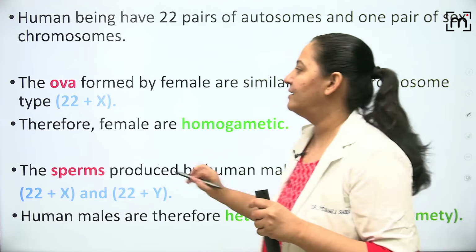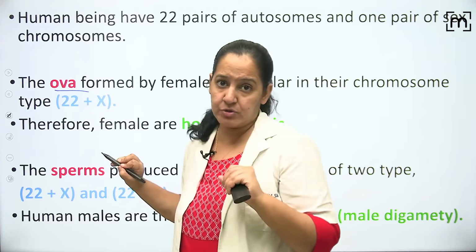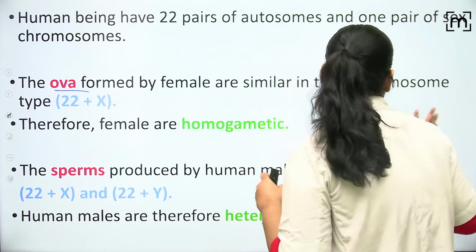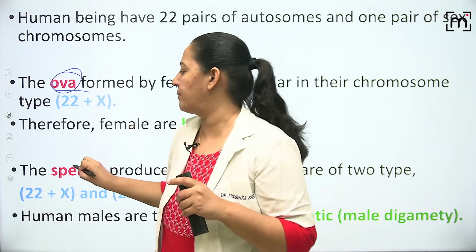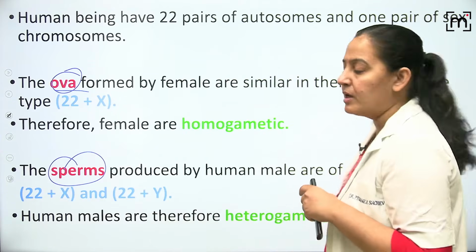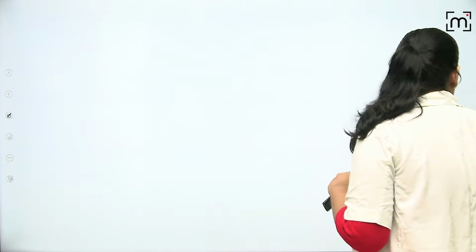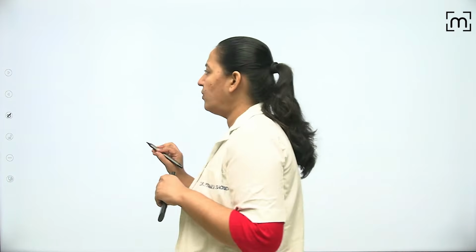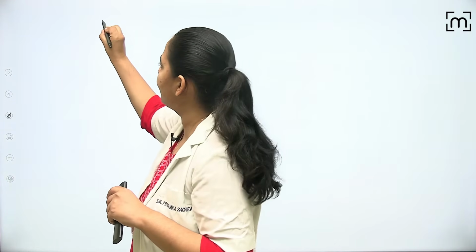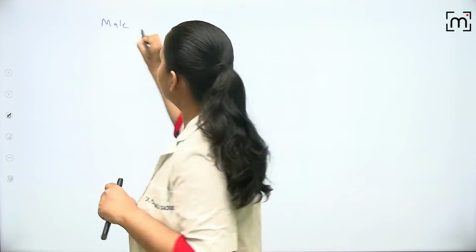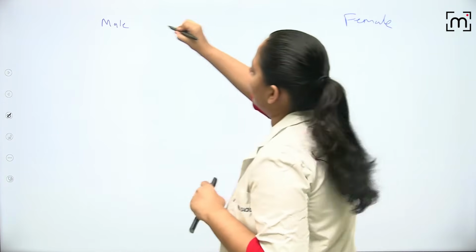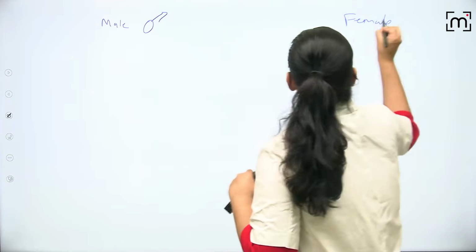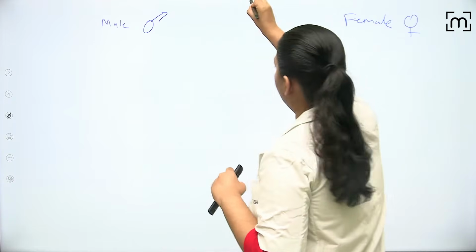So the egg has 23 chromosomes, right? So how are eggs formed and how are sperms formed? In the female, how are eggs formed, and in the male, how are sperms formed? I will draw a diagram for you. So this is the testes of a male. Let me write male here and female here, and draw the sign. This is the sign of the male. This is the sign of the female, right?